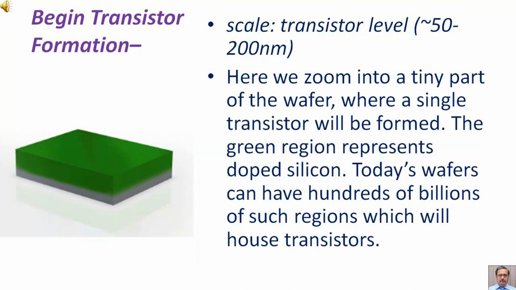Begin transistor formation. Here we zoom into a tiny part of the wafer, where a single transistor will be formed. The green region represents doped silicon. Today's wafers can have hundreds of billions of such regions, which will house transistors.